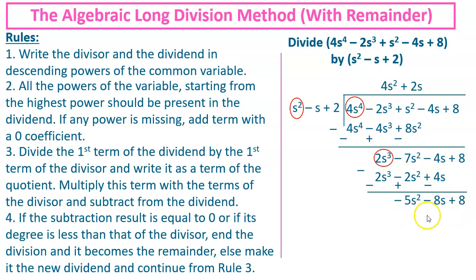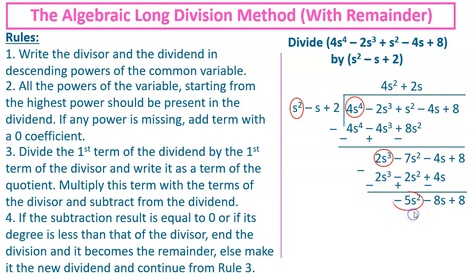Again, the result of the subtraction is not equal to 0. And the degree of this expression is 2, and the degree of the divisor is also equal to 2. So the degree of this expression is not less than the degree of the divisor, so we cannot stop the division. We have to continue with the division process. So this becomes our new dividend, and we move on to rule number 3.